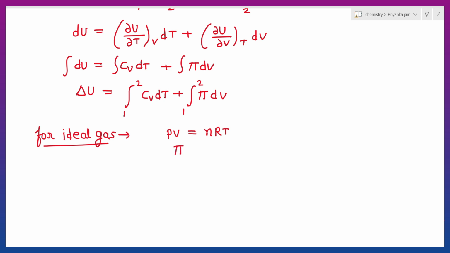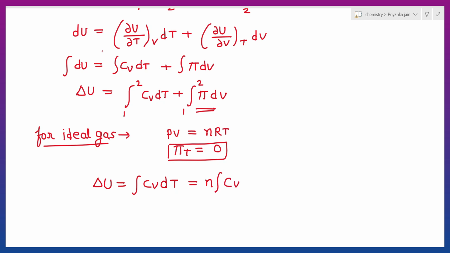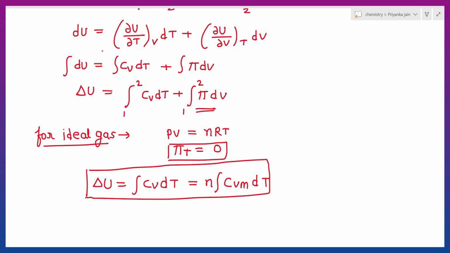So we know pi T, the internal pressure, is equal to 0. I am not giving you its verification here because we have done this in our previous lecture. If you have seen the video on equation of state, I have told you that for an ideal gas the internal pressure is equal to 0. So this value will be equal to 0. So we are getting delta U is equal to integral of Cv dT, which is equal to n Cv,m dT. This is the formula for the internal energy in terms of heat capacity.